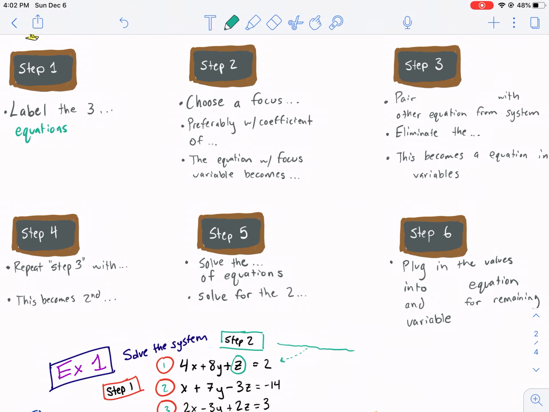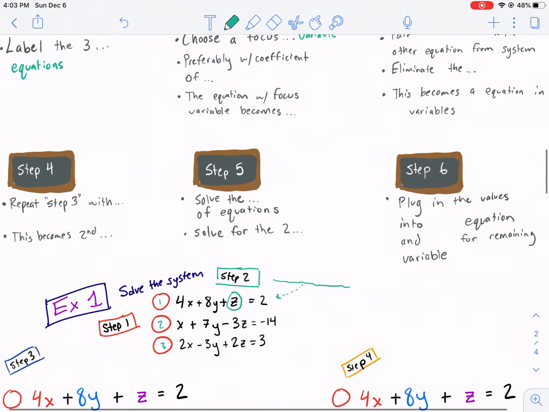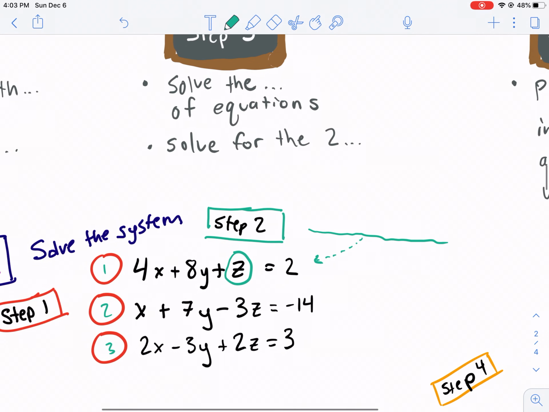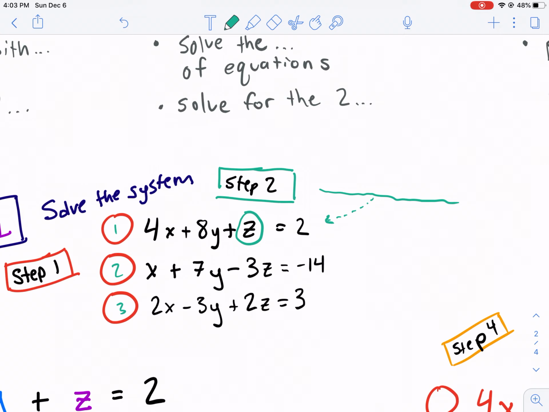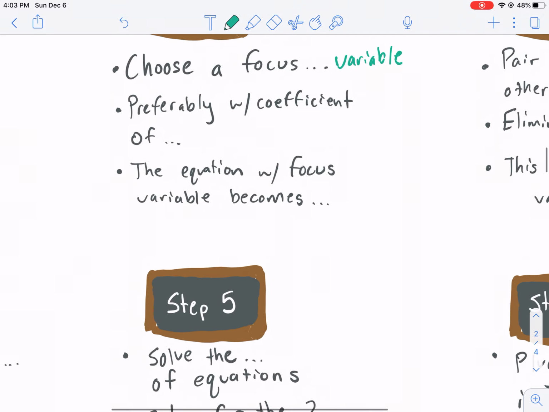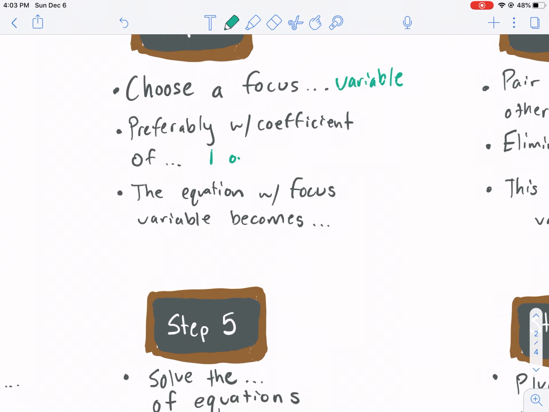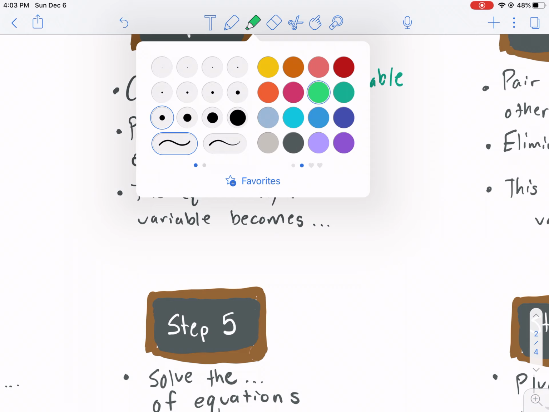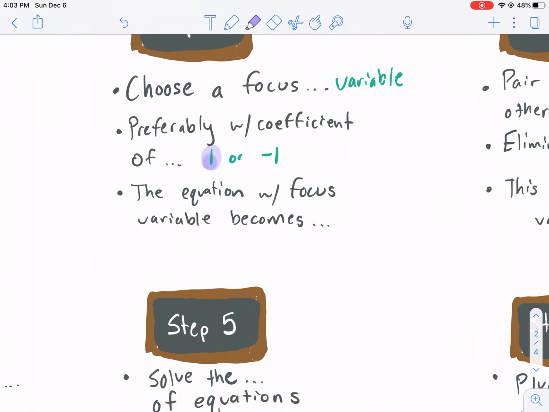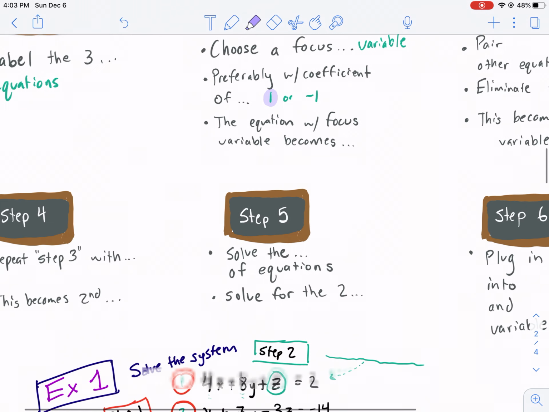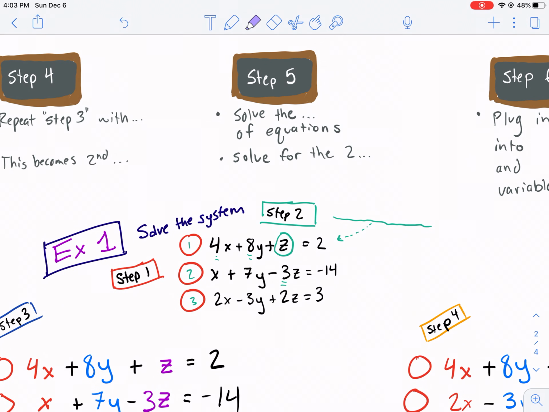Step 2, choose a focus variable. This variable is going to be used to determine which one we eliminate, which I'll get to later. Now, what's ideal? Well, we have a bunch of different variables here. You can see I've already circled z, which I'll talk about in a second, but we have coefficients of 4, we have coefficients of 8, we have -3 coefficients. Ideally, we would choose a coefficient of 1 or -1, but with some slight preference to 1. 1's a little bit better because it's just easier to work with than negatives. So here we see that z has a coefficient of 1, so this is going to become our focus variable. Now, the vocabulary is not that important.